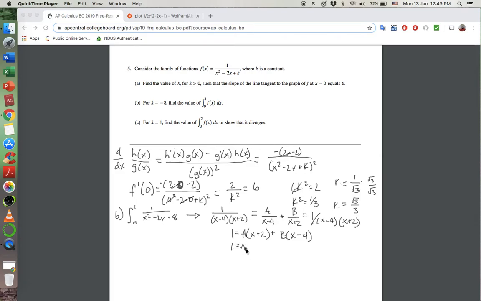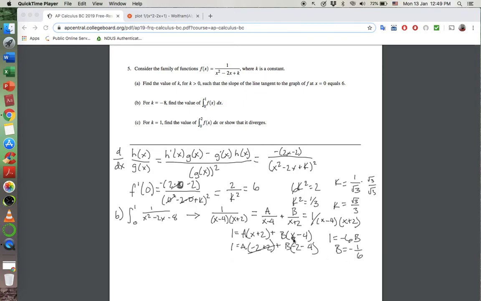So 1 is equal to a times negative 2 plus 2. That's going to cancel out, and we're going to add to that b times negative 2 minus 4. And so we get 0 here. Our a term disappears, and we get 1 is equal to negative 6b, or b is equal to negative 1/6.